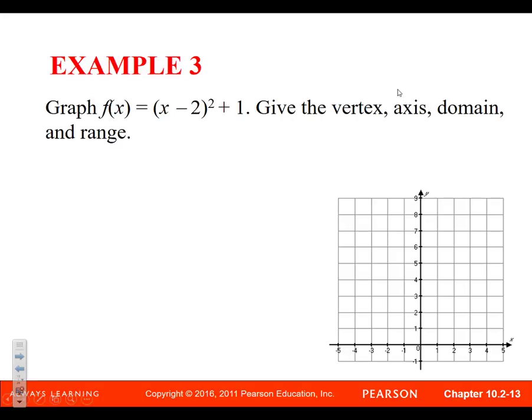Here he goes. Okay, sketch that. Sketch that, give me the axis of symmetry, give me the domain, give me the range. I'm going to count down in about 2 minutes. 2 minutes.